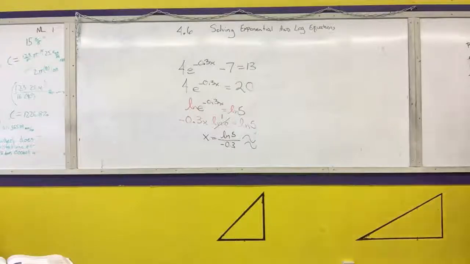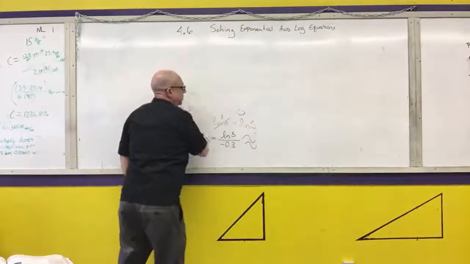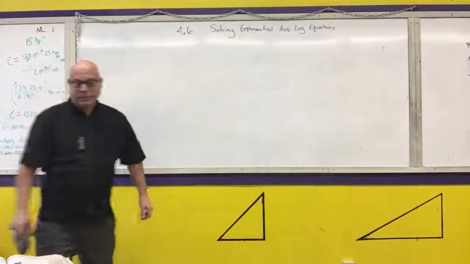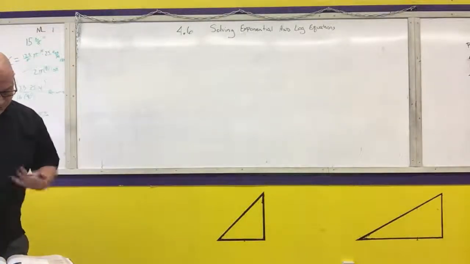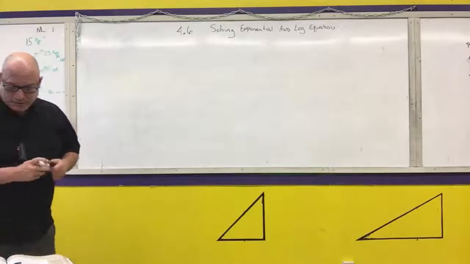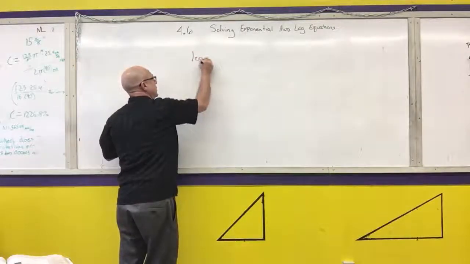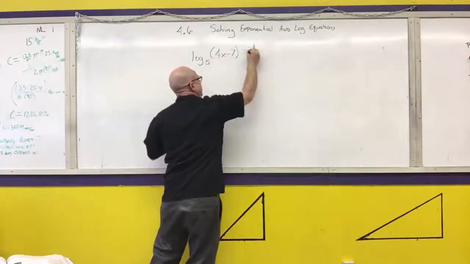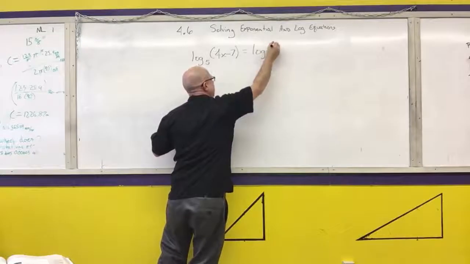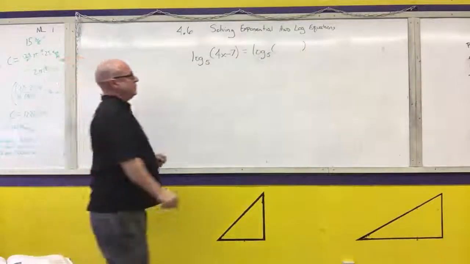Okay? So let's do some logs. The first one, again, will be an easy one. Log base 5 of 4x minus 7 equals log base 5 of x plus 5.